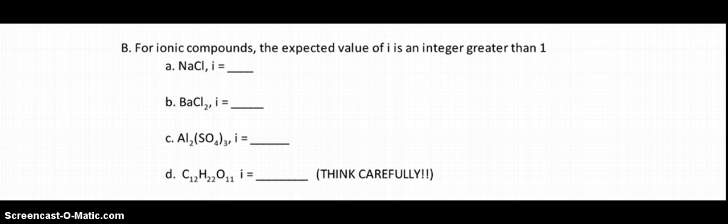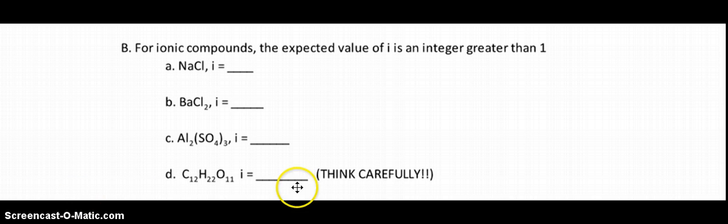So when you put sugar in solution, does it break up into different particles? No. So your I factor here is 1. When you put 1 mole of sugar in solution, you get 1 mole of sugar particles. So there is no difference here. So they don't put sugar on the roads when the roads get cold.